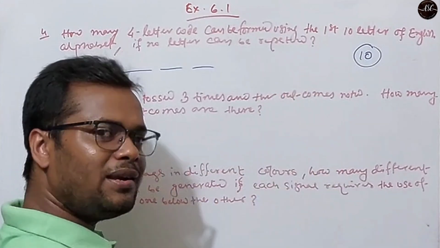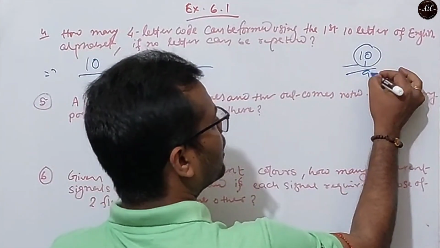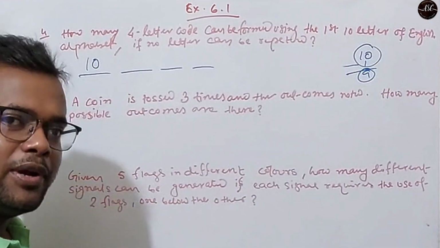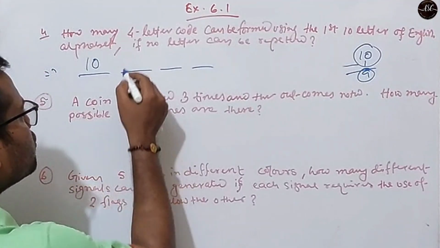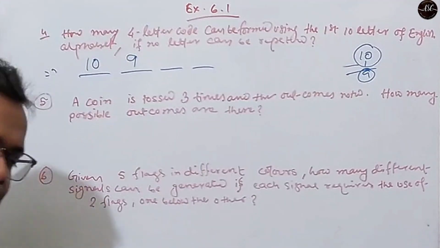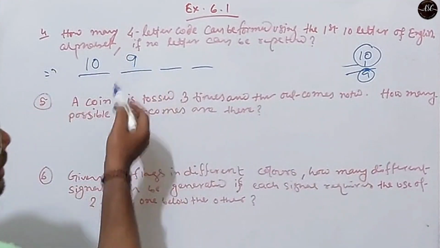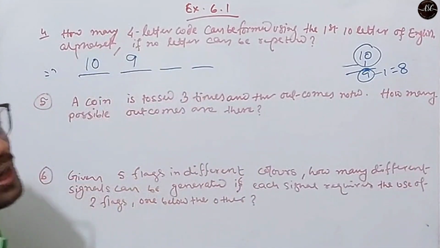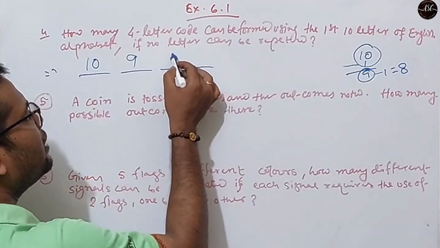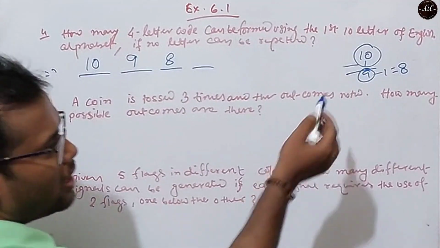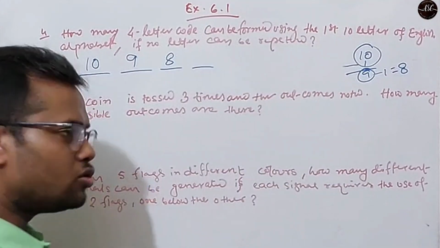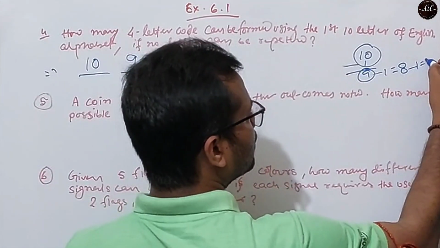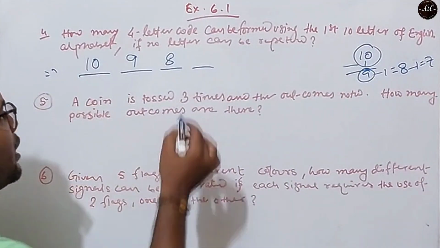So there are 9 alphabets. From 9 alphabets we can choose in 9 different ways. So just write 9 here in the second place. From 9 we have taken one letter, so there are only 8 letters. So 8 letters can be chosen in 8 different ways. Just write 8 in the third place. And from 8 we have taken one letter, so there are only 7 letters. So 7 letters can be chosen in 7 different ways.